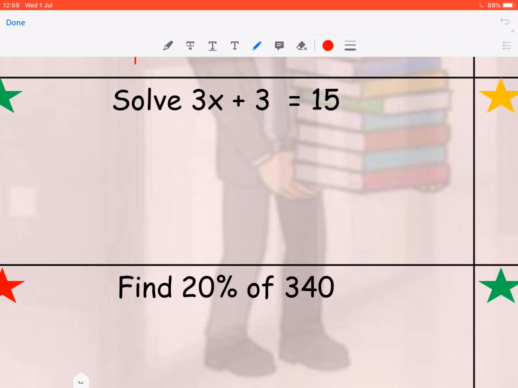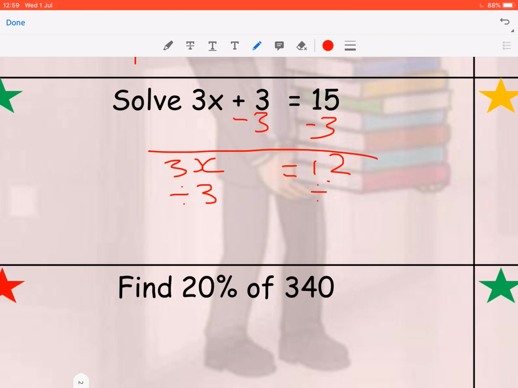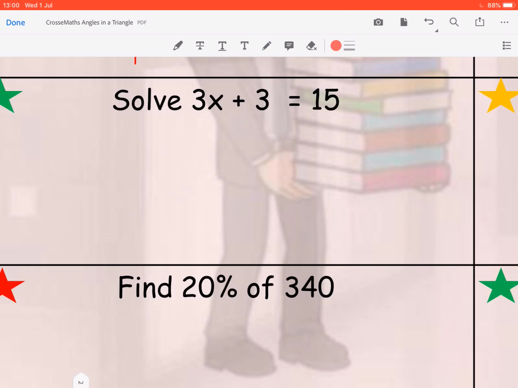Solving equations is very, very straightforward. I'm going to try and get x on its own. So I'm going to take away 3 from both sides first. Plus 3 minus 3 makes nothing. 15 take away 3 is 12. And then I'm going to divide by 3 to get x on its own. With solving equations, you're doing the opposite of whatever you've got in front of you. So because we had a plus 3, I took away 3. Because I've got 3 times, I'm doing divide by 3. I'm left with 1x. 12 divided by 3 is 4.